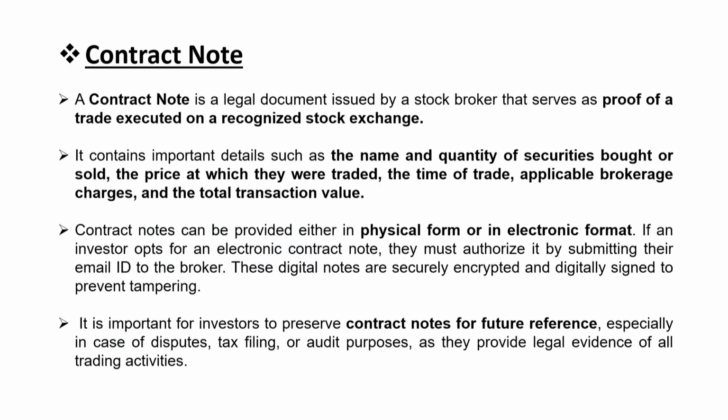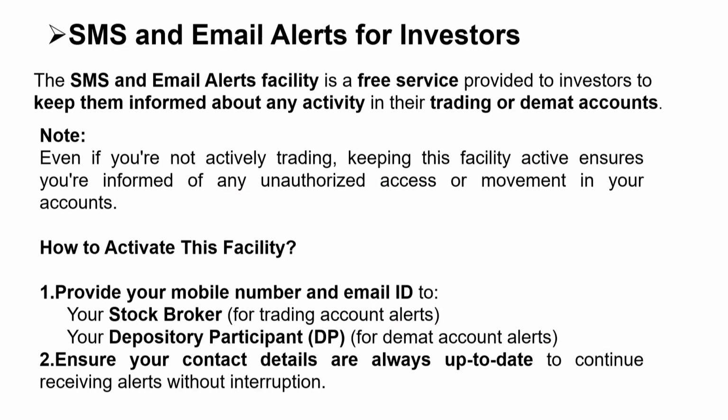Now you need to also have a contract note, which is a legal document issued by the stockbroker that serves as a proof of the trade executed on the stock exchanges. So it contains important details such as name, quantity of securities bought and sold, price at which they were traded, and the total transaction value of your transaction. So these contract notes can be provided in physical form or electronic form. You need to keep that, and it is important for the investor to preserve these contract notes for future reference also. SMS and email alerts are also there.